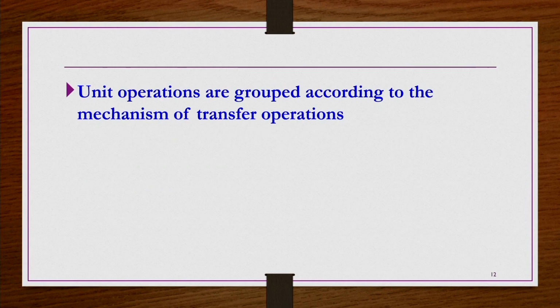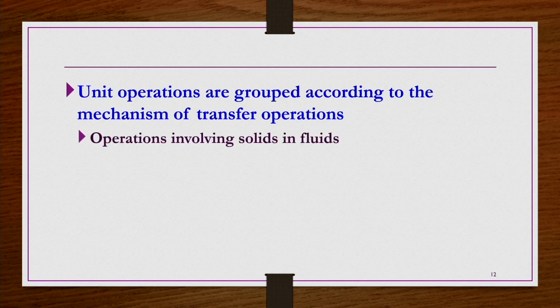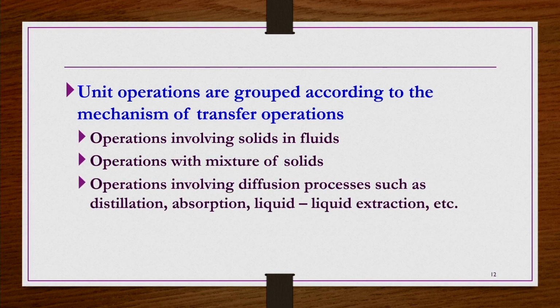Unit operations can also be categorized based on the mechanism of transfer operation that is occurring. One category is operations involving solids in fluids. The next is operations with a mixture of solids, where different types of solids are present, so you may be doing this operation based on certain kinds of principles. You may also have a mixture of solids and fluid, where you would do the operation based on a different kind of mechanism.